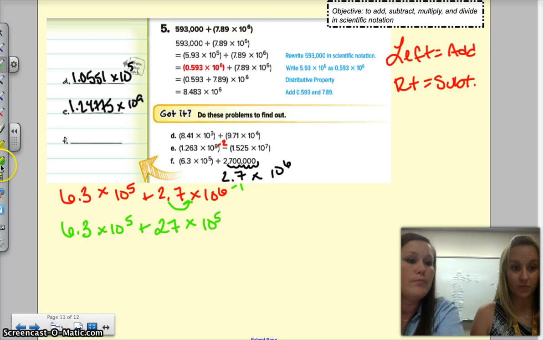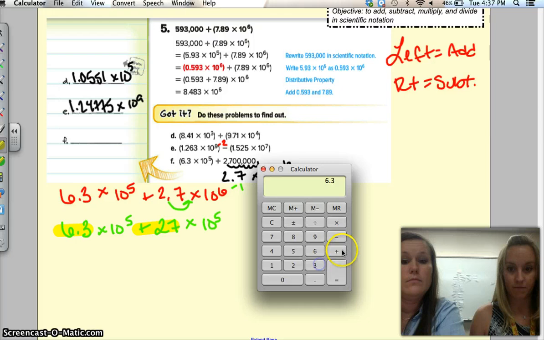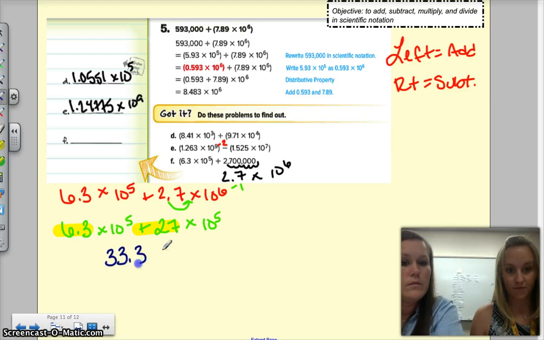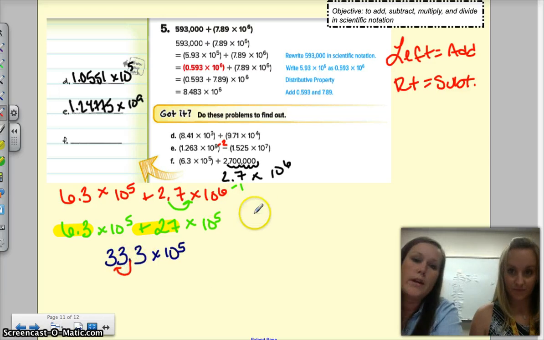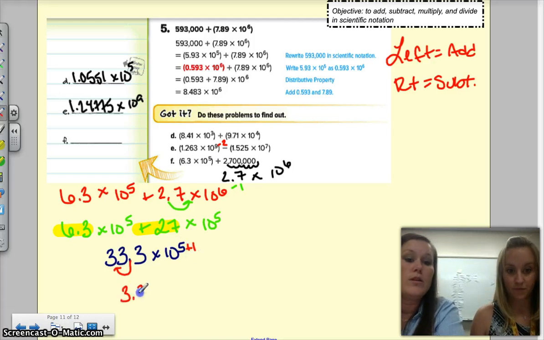You got it. Now, you can't highlight green. All right, so 6.3 plus 27, again, just grab your calculator. 33.3. I can remember that. Times 10 to the 5th. Nope, can't write it on the line. Move it so you have one number in front of the decimal. And I moved left, so I'm going to add. Okay. So it's 3.33 times 10 to the 6th.